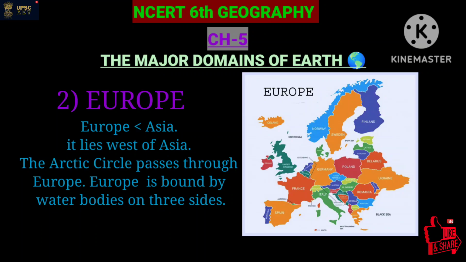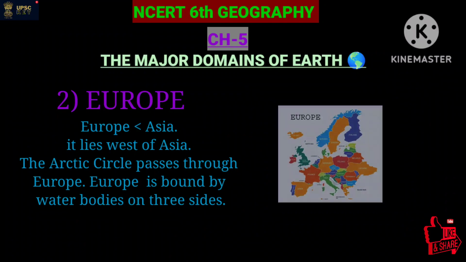The second continent is Europe. Europe is smaller than Asia. It lies west of Asia. The Arctic Circle passes through Europe. Europe is bound by water bodies on three sides.